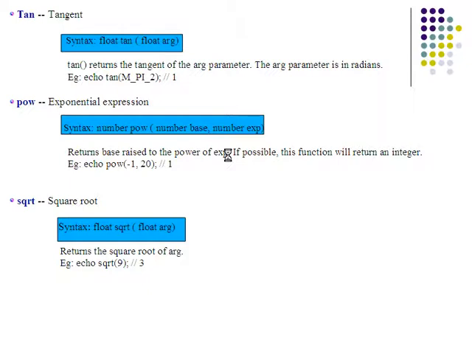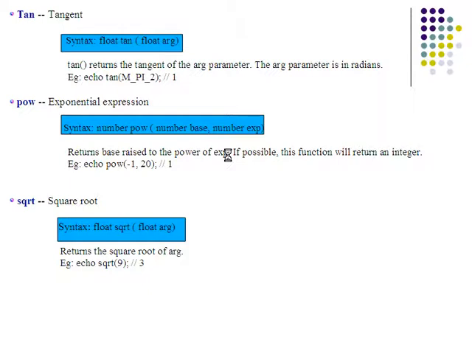The next function is pow. It can calculate the power of the given two numbers, so it can be used for exponential expressions. Like if you want to calculate 2 to the power of 2 or 2 to the power of 3, then we can use this function. It returns a number value. The pow function takes two arguments, the base and the exponent. It just raises the base to the power of the exponent.